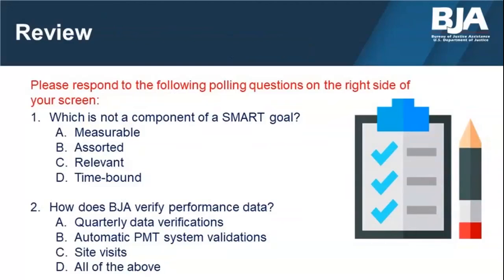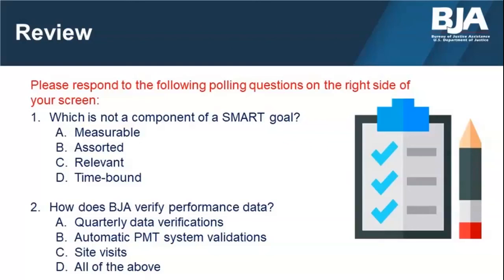All right, thanks for responding to our poll. So it looks like, again, most people got the right answer, which is not a component of a SMART goal. Assorted is not a component of a SMART goal. How does BJA verify performance data? All the above is actually correct.